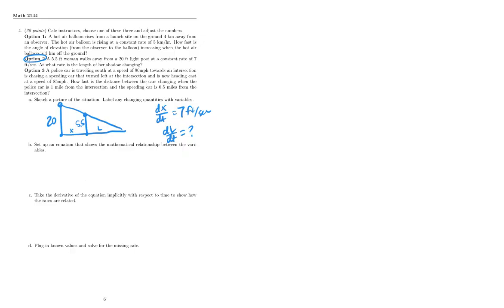So the next thing says set up an equation that shows a mathematical relationship between the variables. So I want to find a relationship between L and X. If I look at this, I should see similar triangles. So I know that L over 5.5 should be equal to X plus L over 20. And if I multiply both sides by the denominators, I get 20L equals 5.5x plus 5.5L.